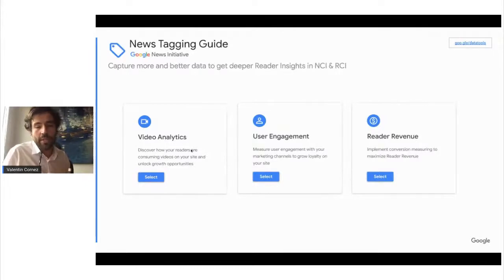Video analytics, which is where you will find tags to help you better measure the consumption of your videos on your site. User engagement, where you will find all those behaviors you need to track that are related to loyalty. I'm talking about newsletter sign up, scroll depth, social sharing, etc. Finally, reader revenue, which is a module that we've developed for all those reader revenue models that we've discussed. So subscription, contribution, affiliation. We've identified all the behaviors that will help you get more revenue there.